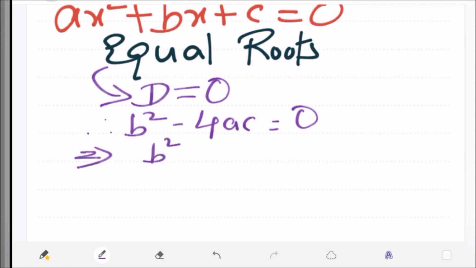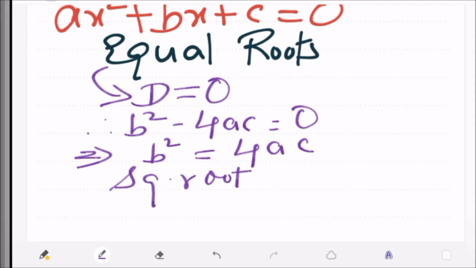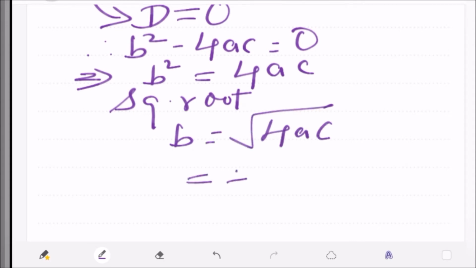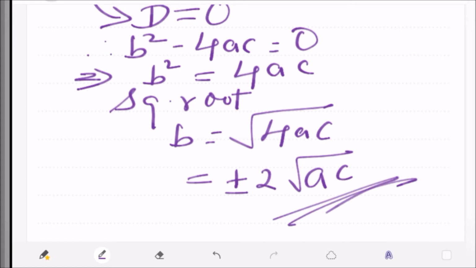Now shift 4ac to the right hand side. So we'll get b square equals 4ac. Now we take square root on both the sides. We'll get b equals square root of 4ac. Now take square root of 4ac. Square root of 4 is 2, plus minus 2, and square root of ac will remain as it is. So the answer is plus minus 2 root ac.